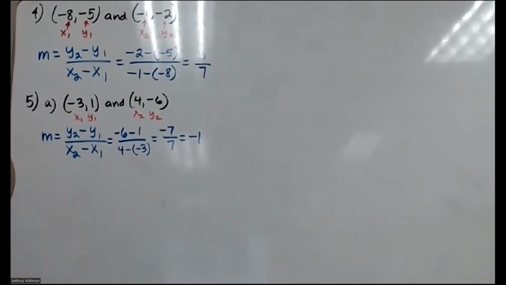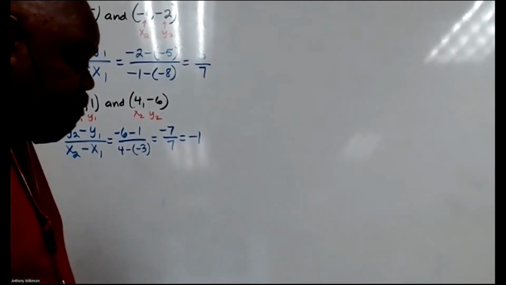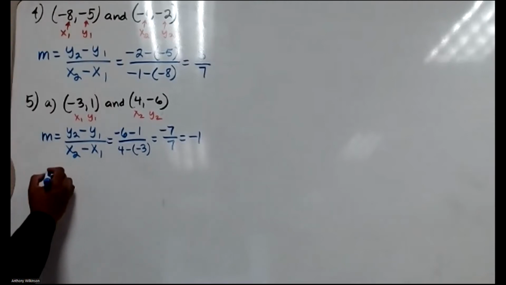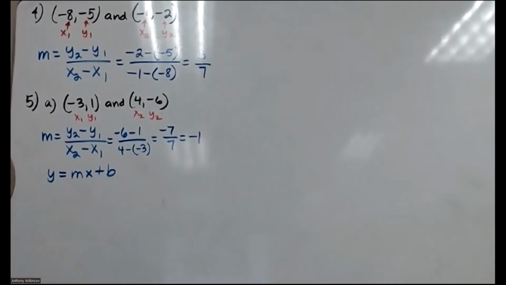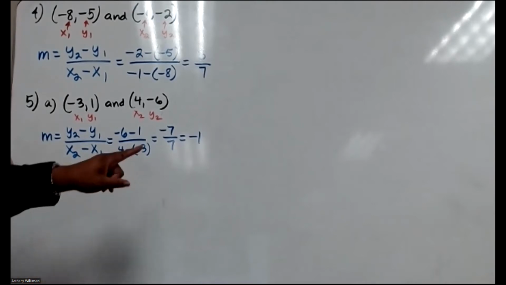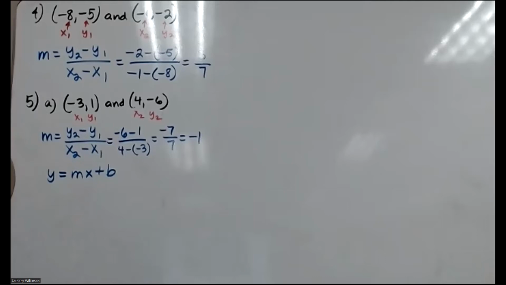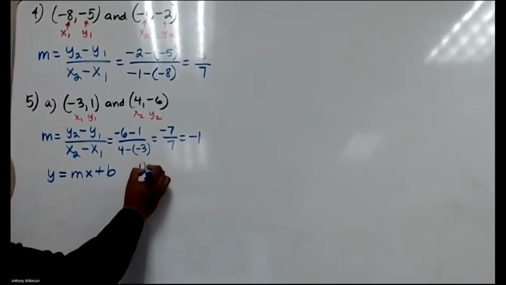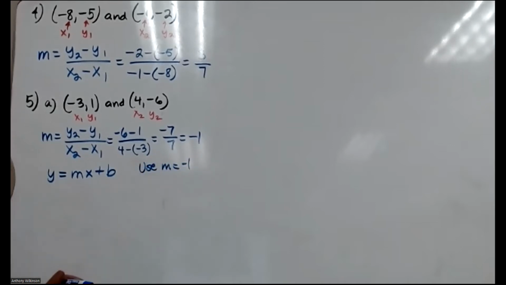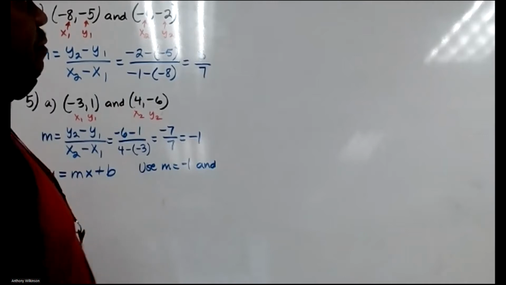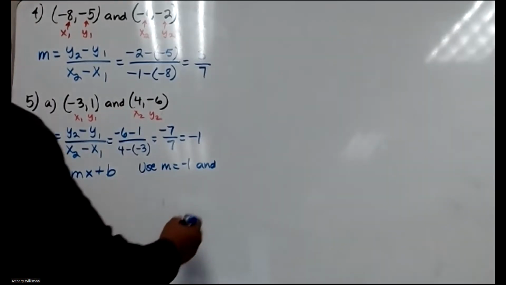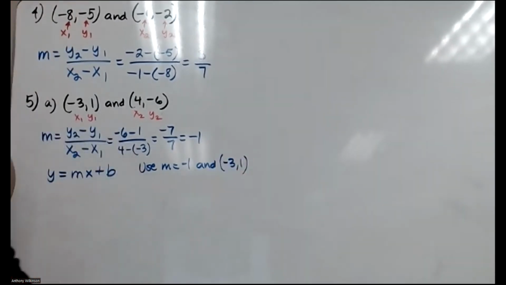Okay. Now we need to write the equation. What we're going to do here is use what they call the slope-intercept form, which is, of course, y is equal to mx plus b. We already found out that the slope was negative 1. So here, I'm going to use the slope of negative 1, and I can use either one of these two points. In this case, I'm going to use negative 3, 1. I could use 4, negative 6 if I want to.